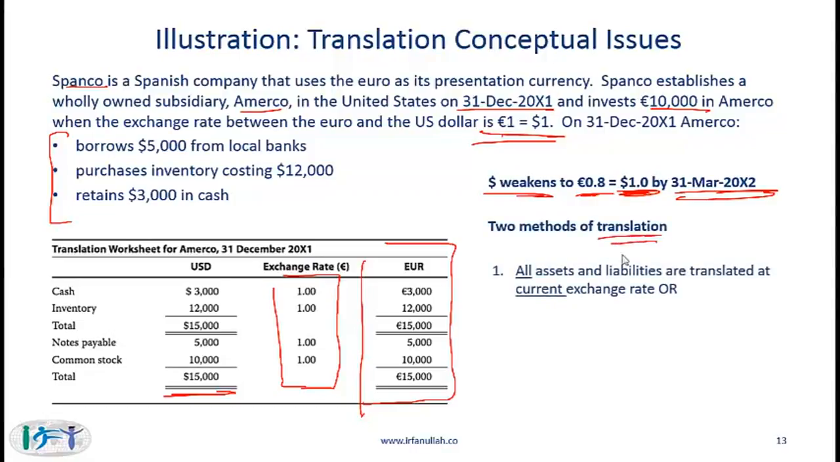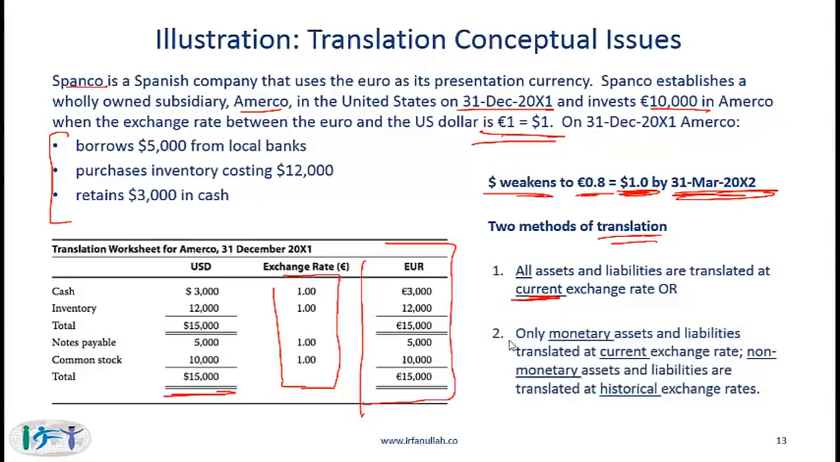Broadly speaking, there are two translation methods. One method is that all assets and liabilities are translated at the current exchange rate. When we say current in this context, we mean the current rate on 31st March 02, which is 0.8 euro to the dollar. The other method is that only monetary assets and liabilities are translated at the current rate, and non-monetary assets and liabilities are translated at historical exchange rates. Historical exchange rates would be the rates that are in effect when, let's say, the assets were purchased.